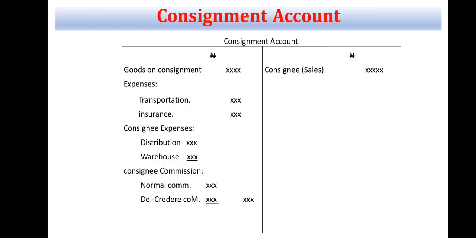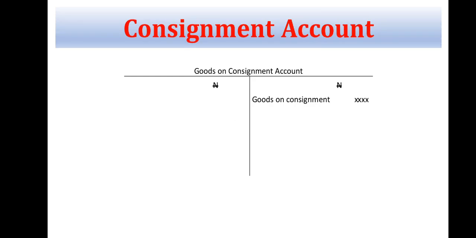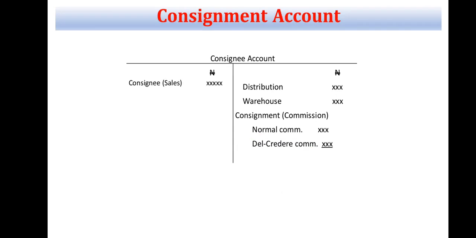So since we are done with that, now we have the consignment account, we have goods on consignment account, we have bank account, and we have the consignee's account. Those are the four accounts that we have here. We only added the bank account to the three accounts we mentioned earlier, which are consignment account, goods on consignment account, and consignee's account. So then the next thing is to balance the account.